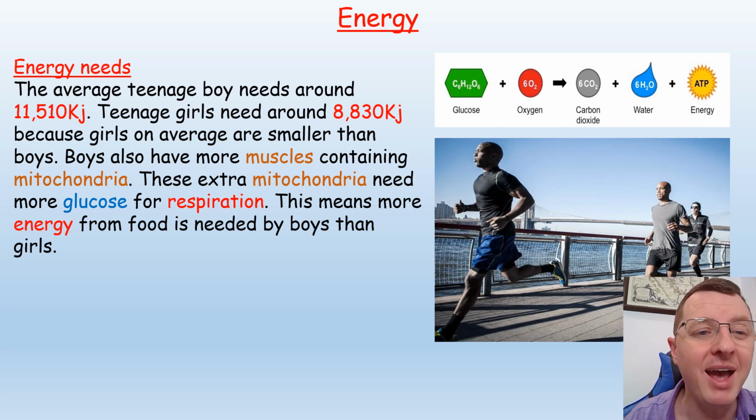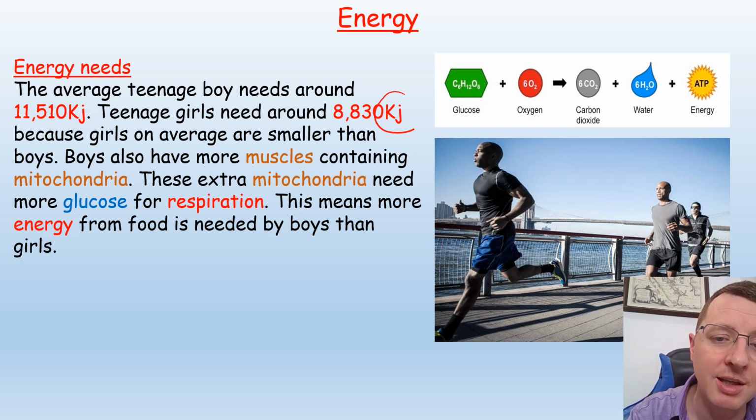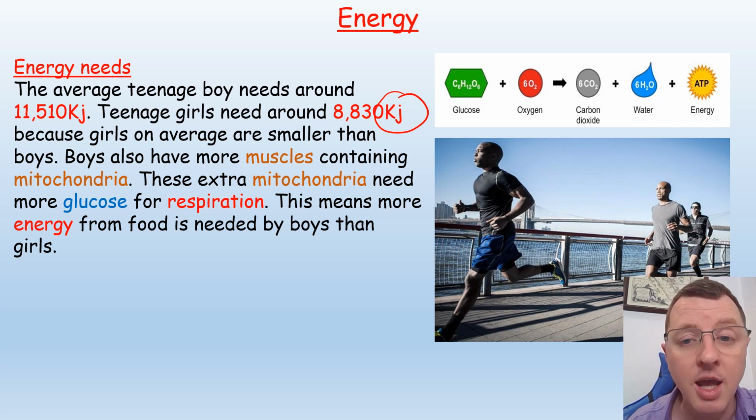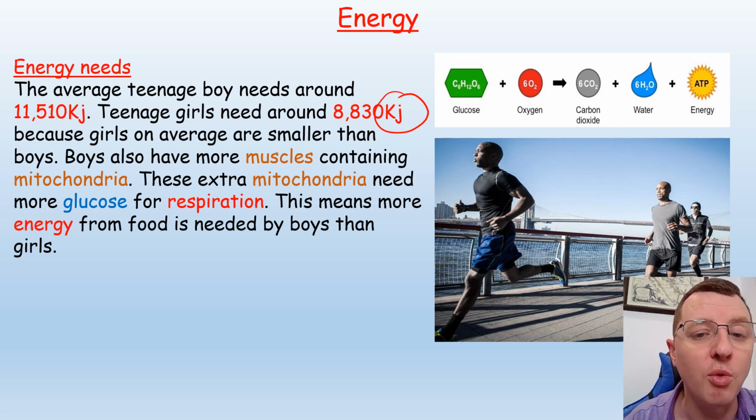Now, if we think about energy needs for a moment, the average teenage boy needs around 11,510 kilojoules per day. And a teenage girl needs around 8,830 kilojoules per day, because girls on average are smaller than boys. Now it's important we know that kilojoules is a measurement of energy, and therefore that links into the energy released with respiration. Boys will have more muscles containing more mitochondria on average than girls, and again this means that they will be releasing more energy.